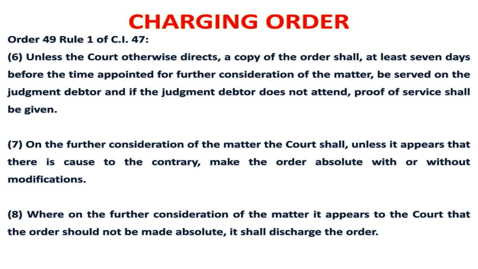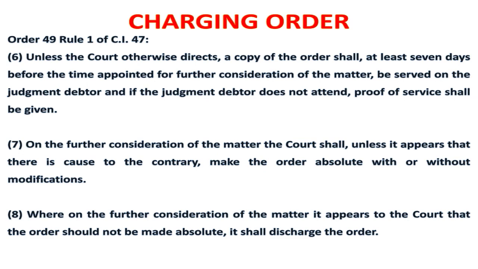Order 49 Rule 1 Sub Rule 6. It says that unless the court otherwise directs, a copy of the order shall at least 7 days before the time appointed for further consideration of the matter be served on the judgment debtor, and if the judgment debtor does not attend, proof of service shall be given.